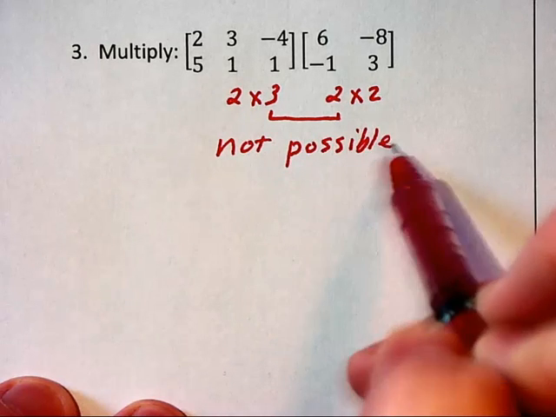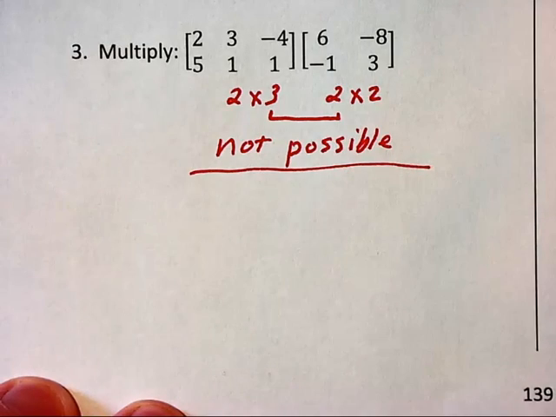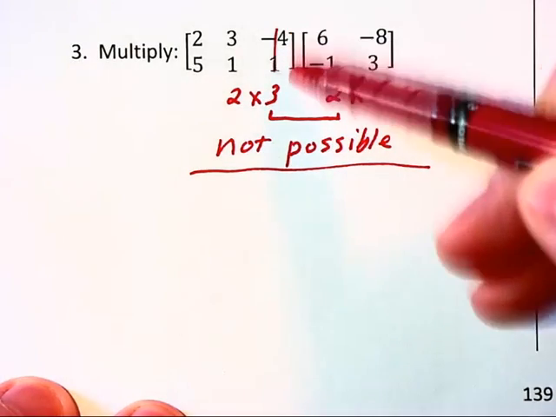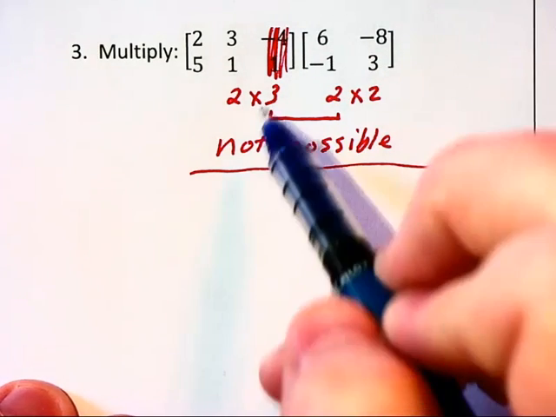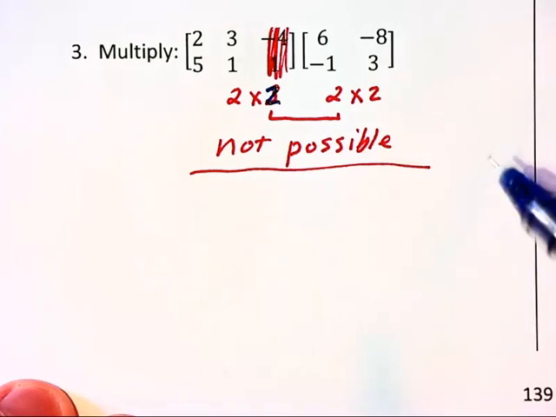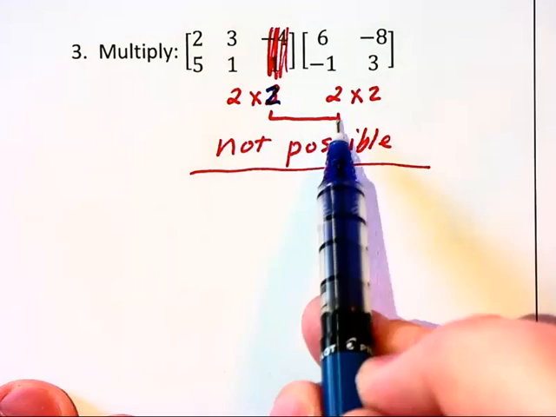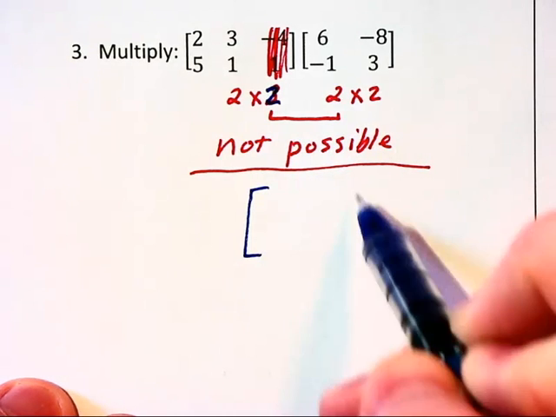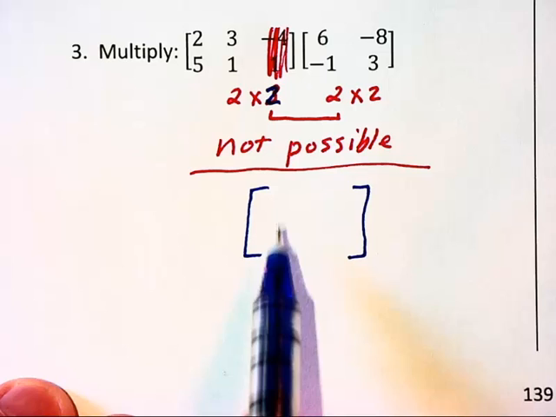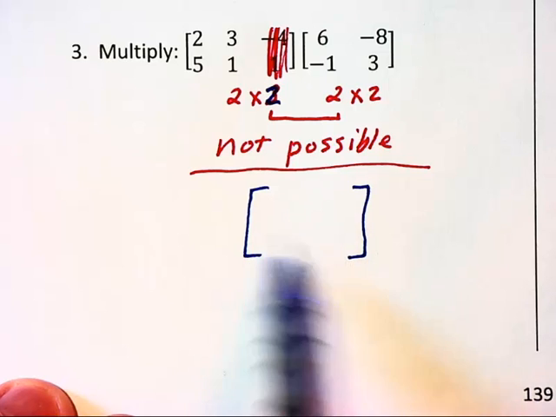So what I'd like to do instead is amend the problem. Let's just get rid of the last column and multiply the matrices that we see there. Now we have a 2 by 2. The 2's in the middle match, so the 2's on the outside tell us that the product will be a 2 by 2. We identify each position in this matrix.